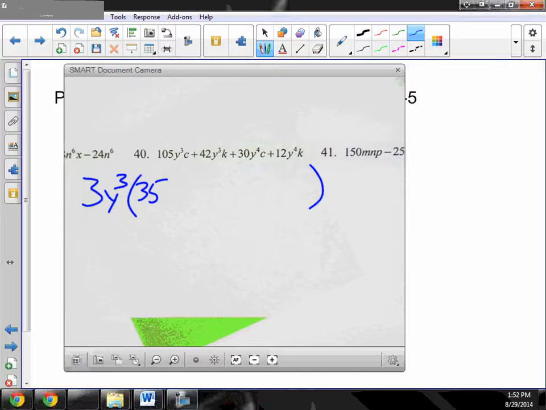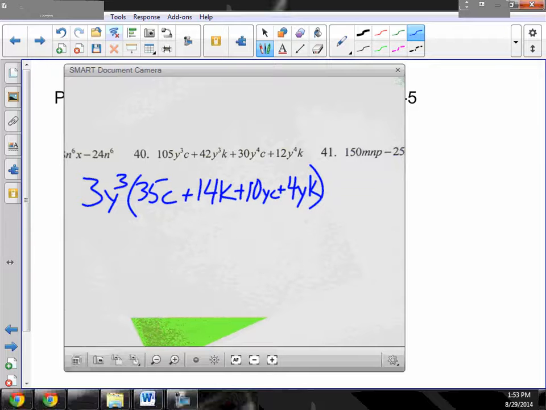35c plus, what's 42 divided by 3? 14. Any y's left? Just a k. Plus 5. Any y's left? Or not 5, 10. 10y. Any c's left? C. Plus 4y k.